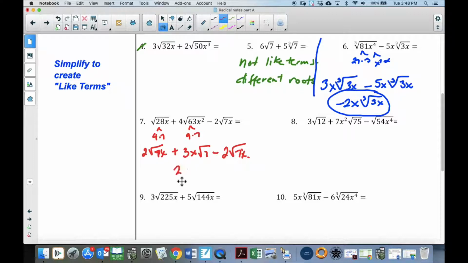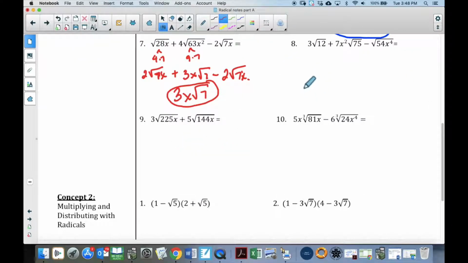And what I'm left with is just 3x square root of 7, because that 7 was not like terms with the 7x. But it did remain. There was nothing canceling out. These two canceled each other out. Again, I don't have time to go through every single problem, so we're going to skip number 8 for now.